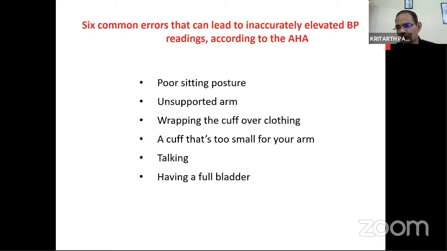Wrapping the cuff over the clothing. The cuff should be wrapped over the bare arm, which means the clothing should be removed from the arm. Then the cuff should be used. A cuff that is too small for your arm. If the cuff is too small, then overestimation of the blood pressure may occur. And during the BP measurement, the patient should be silent, cool and calm, so no talking. A patient with a full bladder. A full bladder also irritates the sympathetic activity, so that it leads to high blood pressure.